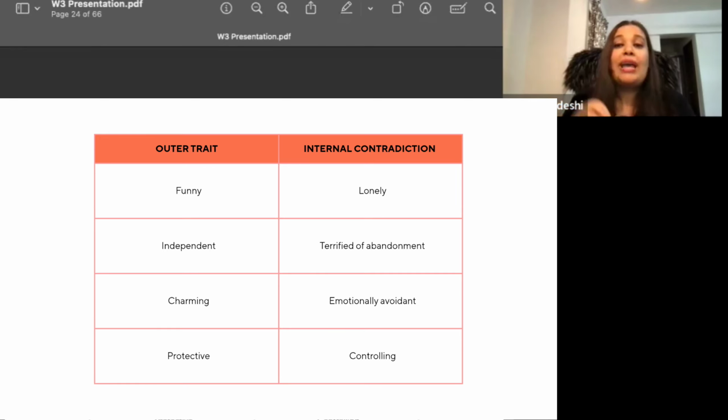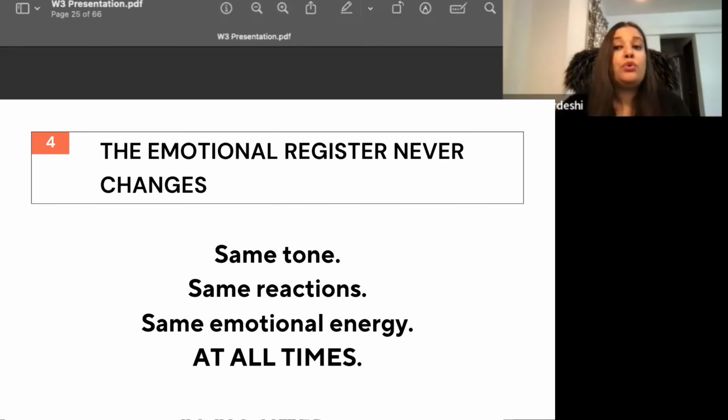This is also why emotionally layered characters feel so unpredictable in the most compelling ways. Because psychologically, people are messy. And that's where you get the connection to the reader. Problem number 4, the emotional register never changes.